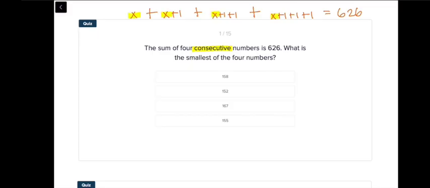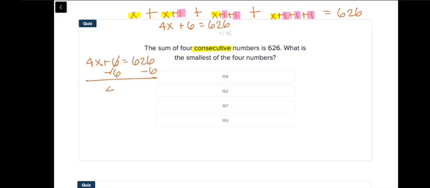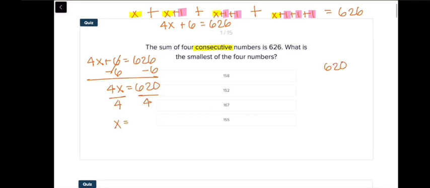We can go ahead and combine like terms, so we're going to combine these four x's, and we're going to combine 1, 2, 3, 4, 5, 6. So now we have the equation 4x plus 6 is equal to 626. We subtract 6 from both sides, leaving us with 4x is equal to 620. We divide both sides by 4, and now we can go ahead and do the division of 620 by 4.